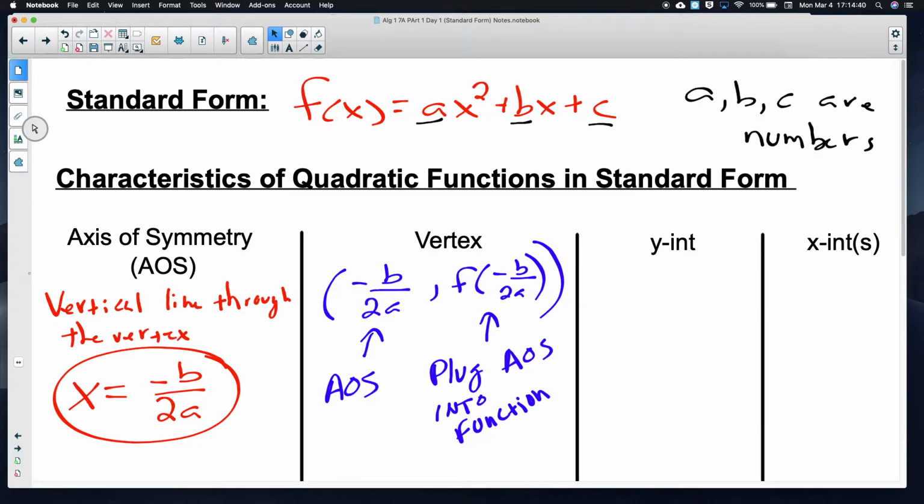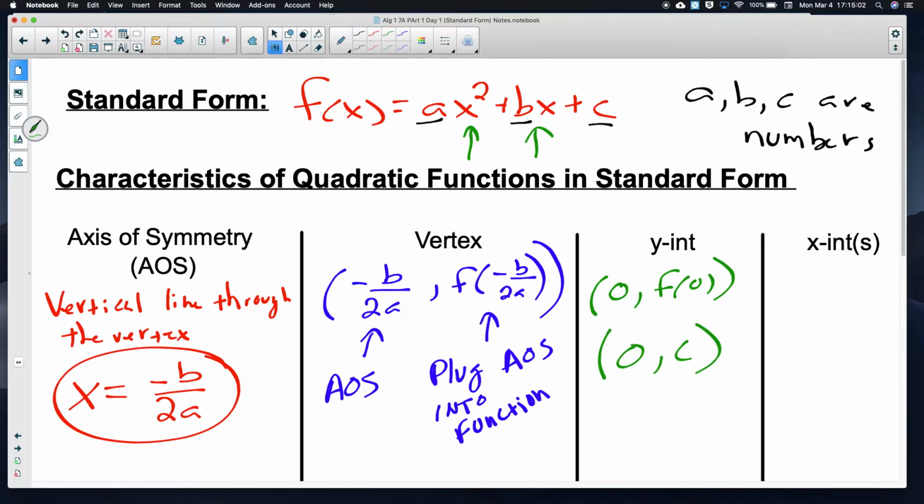Our y-intercept, remember, is what happens when my x is 0, so I plug 0 into my function to see what I'm going to get. But notice, if I plug 0 in for x, both of these terms are going to cancel out, leaving me just with the c value. So my y-intercept is always going to be (0, c).